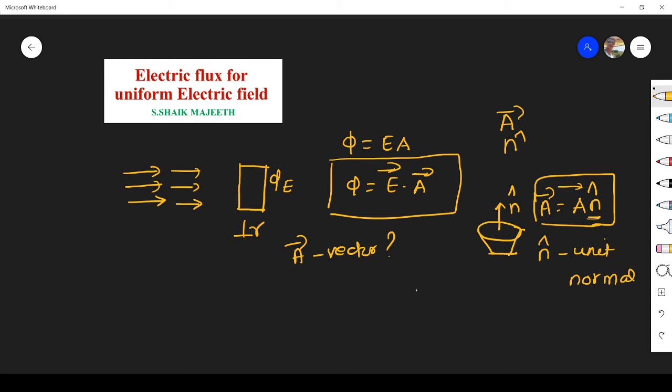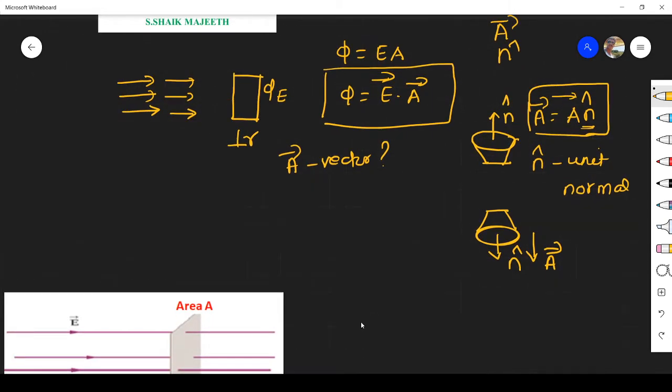This concept we are going to use now. Please understand. Similarly, suppose you keep your tumbler upside down, what happens? Now the unit normal goes in this direction, so area will also go in this direction. Please remember A and n cap are in the same direction. A vector and n cap vector, unit normal. Right, now we go to the condition.